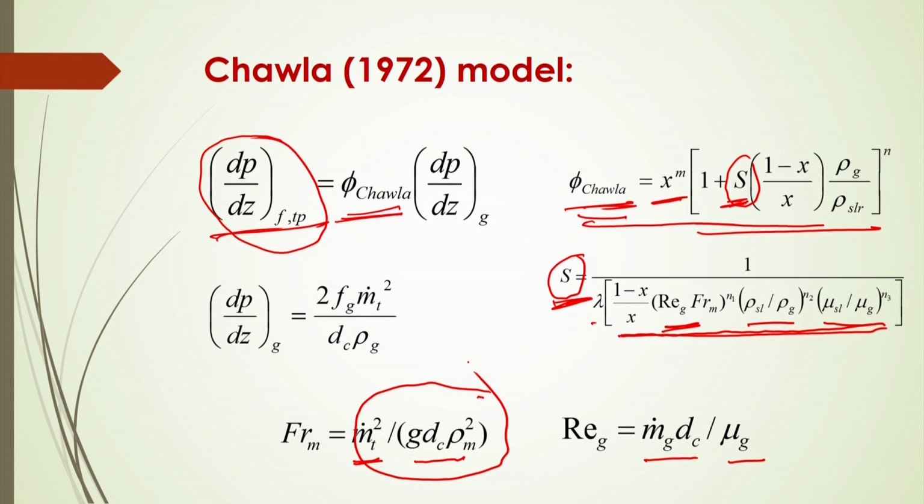And of course, this del p by del z or dp by dz of single phase gas is very important. In this case, Chawla has taken the single phase pressure drop of gas, and that can be obtained by experiment, or you can calculate it from the Fanning equation. For that, f g is required. That f g is again a function of Reynolds number. If it is greater than 2300, of course, it will be transition. If it is greater than 4000, it will be turbulent, and if it is less than 2300, of course, you have to consider the laminar flow regime, and based on that you have to calculate this gas phase pressure drop.